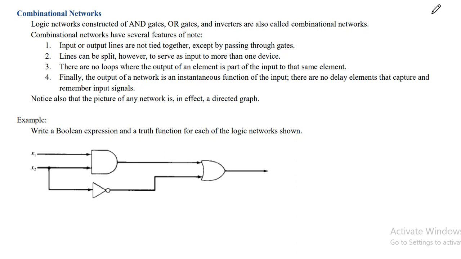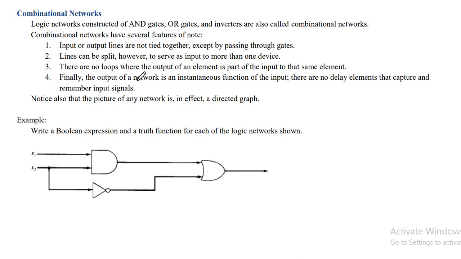So one, input or output lines are not tied together. For example, the output is not a loop. It's not connected with the input. A line can be split, like this one here, I split the line. Three, there are no loops, as I said, where the output of an element is part of the input of the same element.